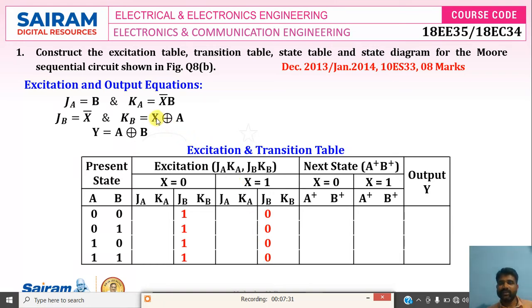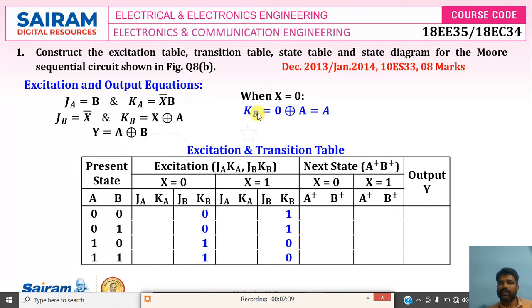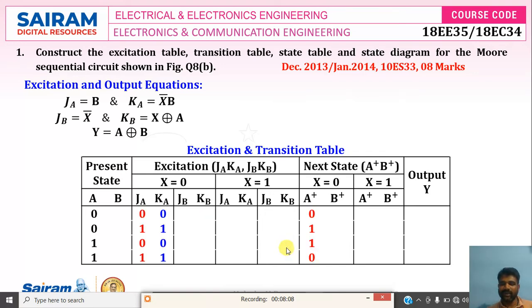And KB is x exclusive OR A. So when x is equal to 0, 0 exclusive OR with anything gives the same thing. So 0 exclusive OR A is A. When x is equal to 0, it is the same as A: 0 0 1 1 0 0 1 1. And when x is equal to 1, it is A bar, because 1 exclusive OR with anything is the complement. A is 0 0 1 1, its complement is 1 1 0 0. Clear now? So the excitation table is completed.